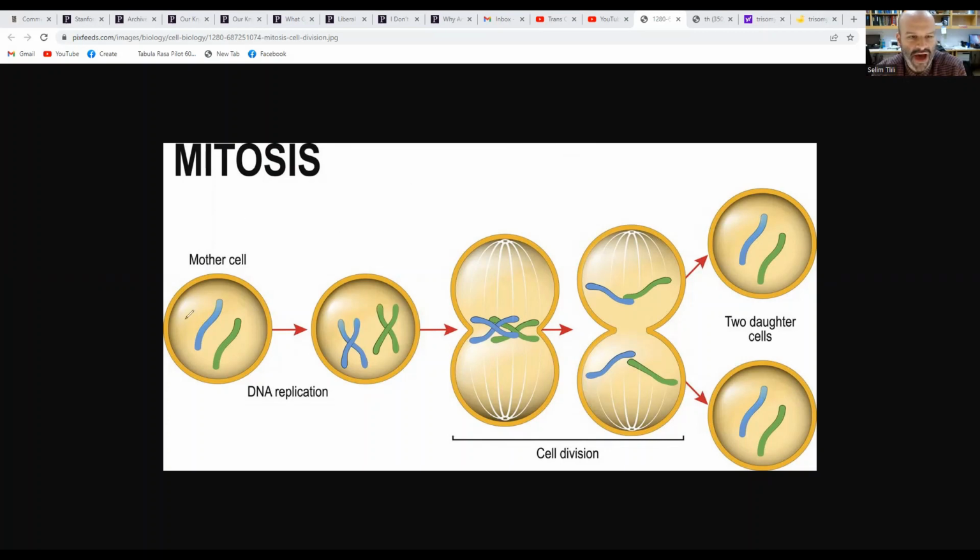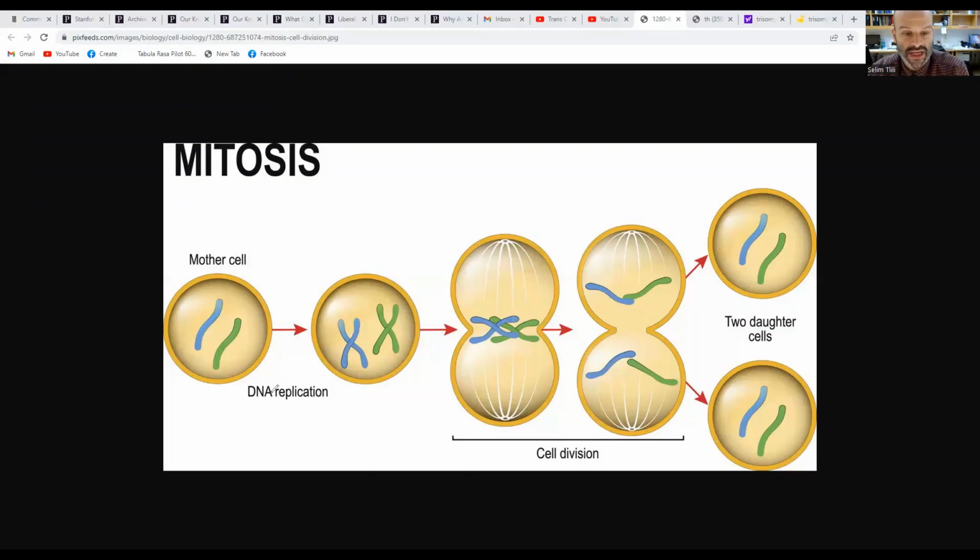So we have here a model of a cell. It could be a skin cell, it could be a kidney cell, it could be a heart cell, it could be any cell except for your gametes, meaning your sperm and your egg. So we're going to keep this pretty simple. There's going to be three stages essentially for mitosis.